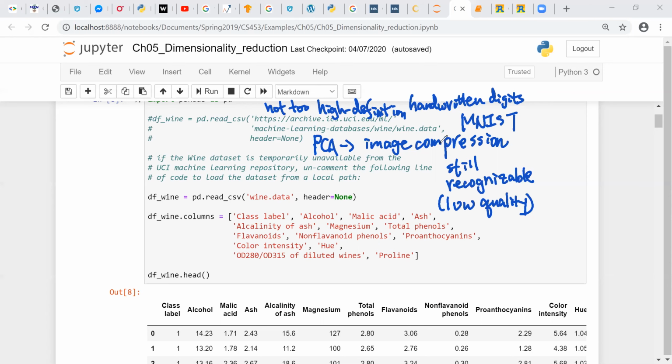Because if your image is, say, 248 by 248, or maybe a much larger high definition image, and if you have maybe millions of images you want to train, then even though you apply PCA, that may take forever.